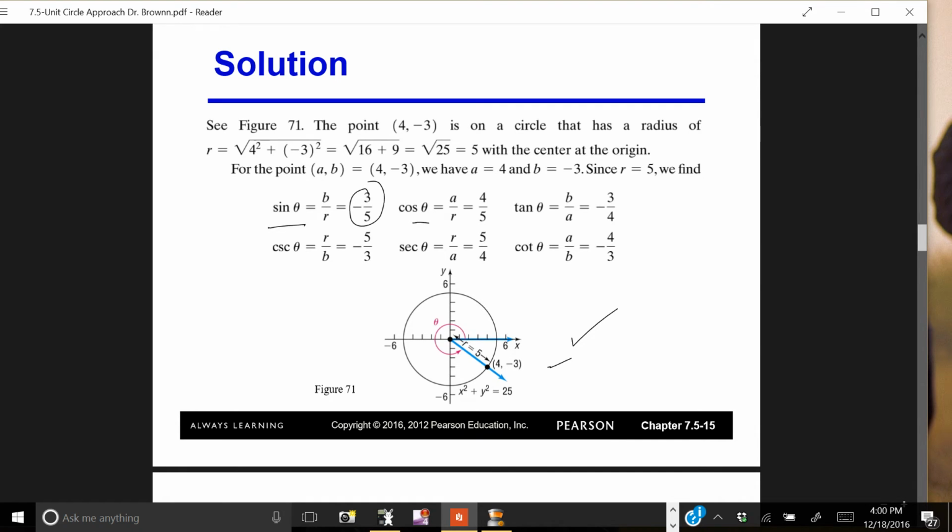Cosine of theta is a over r, which is 4/5. Tangent of theta is b over a, which is minus 3/4. Cosecant theta is the reciprocal of sine, so just flip it over and we get minus 5/3. Secant of theta is the reciprocal of cosine. Flip that over and we get 5/4. Cotangent of theta is the reciprocal of tangent, which is minus 4/3.